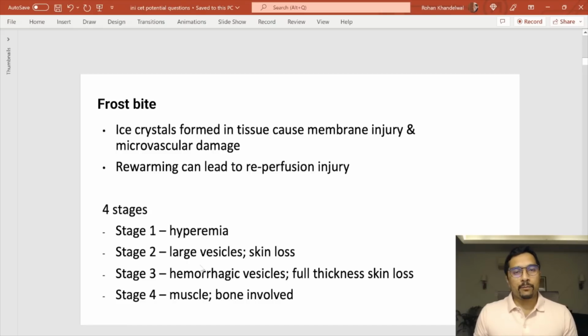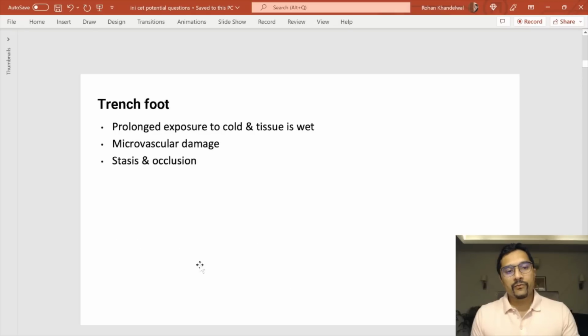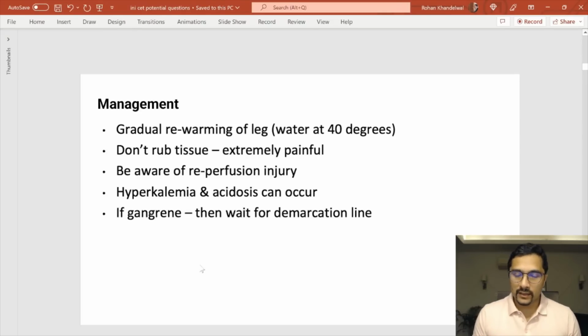1 is just hyperemia, 2 is large vesicles, there's skin loss as well, 3 is when there are hemorrhagic vesicles and full thickness skin loss, and 4 is when muscle or bone is involved. Trench foot is when there is prolonged exposure but the tissue is wet as well. In frostbite the tissue was not wet, here the tissue is wet, and that can also lead to microvascular damage.